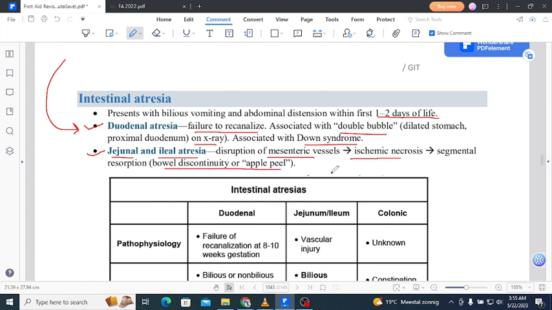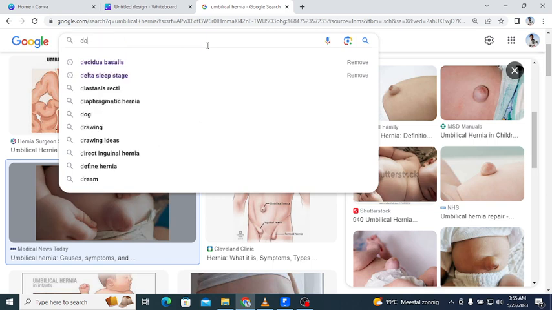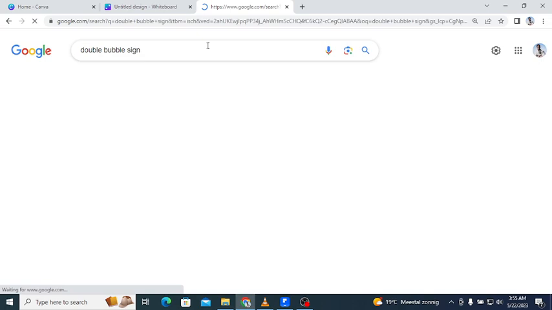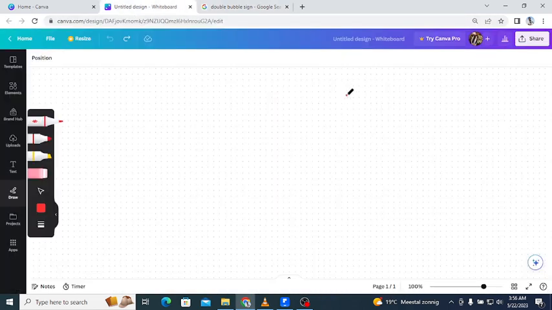Okay, just give me a second. There is a double bubble sign. Let me show you a double bubble sign over here. The double bubble sign looks something like this. There is a bubble in the stomach and a bubble in the proximal duodenum. If I could draw it over here, what is happening is that the stuff the baby is being fed with, like the milk or something like that, is accumulating inside the stomach.